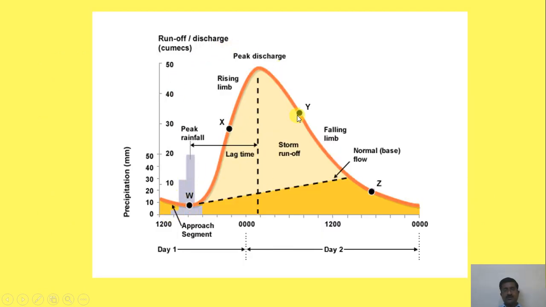So this also we have seen earlier, that this is the rising limb. You can see the peak rainfall is there. From the peak rainfall to the peak discharge, this time gap is called the lag time. This is the rising limb, this is the peak discharge or the crest, and this is the falling limb or recession limb. These are the two inflection points, so we are joining them. This is the normal flow or base flow here, and this is the storm runoff. All these factors we have studied.